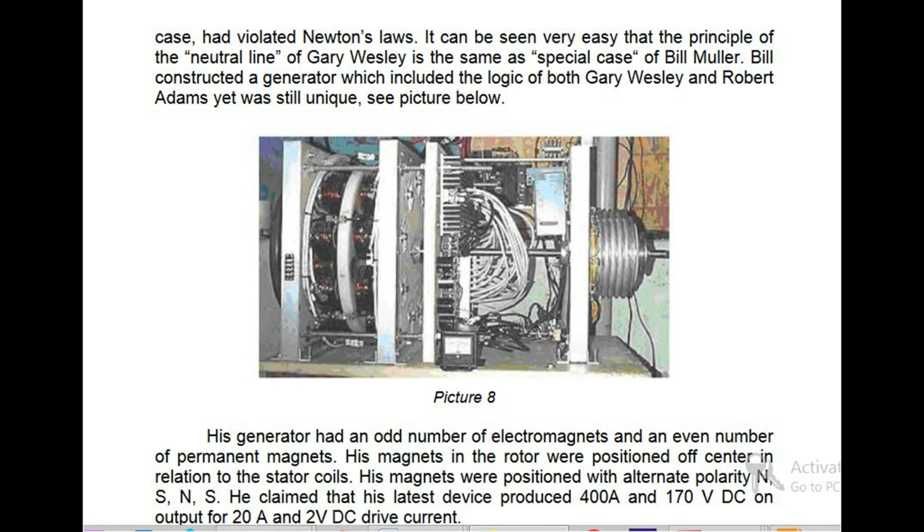Bill constructed a generator which included the logic of both Gary Wesley and Robert Adams yet was still unique, see picture below. His generator had an odd number of electromagnets and an even number of permanent magnets. His magnets in the rotor were positioned off-center in relation to the stator coils. His magnets were positioned with alternate polarity N, S, N, S. He claimed that his latest device produced 400A and 170 VDC on output for 20A and 2 VDC drive current.